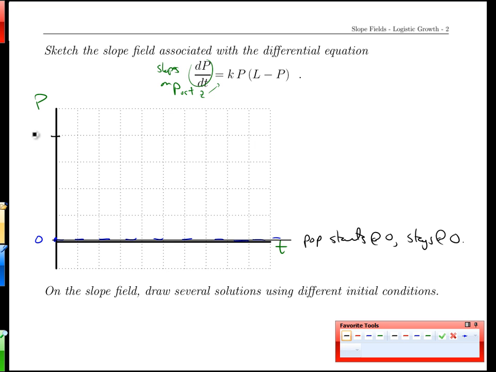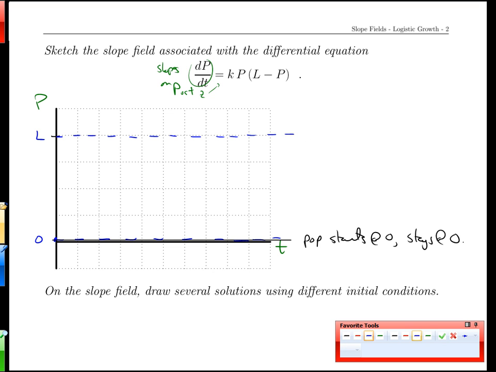Where does it get more interesting? Well, it gets more interesting when we go up to this L population. We said when the population was equal to L, then I plug that into here, I look at those points, and I get a derivative of 0.